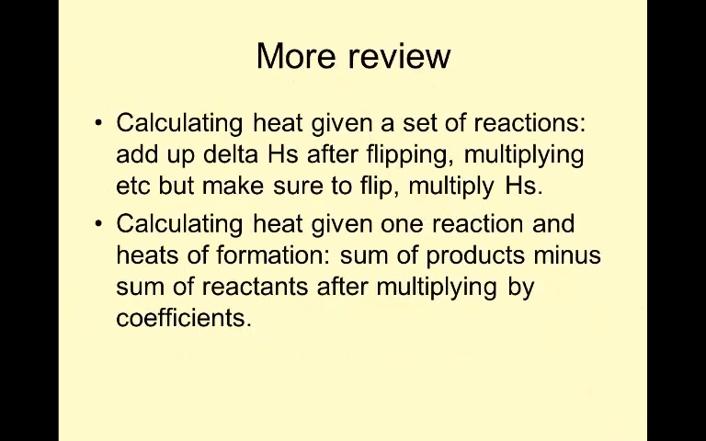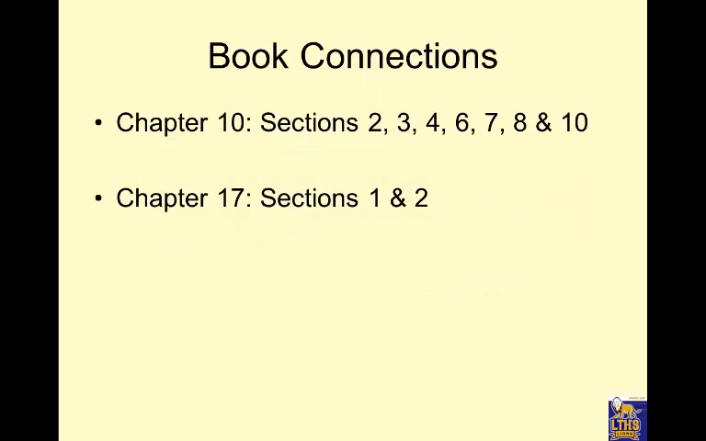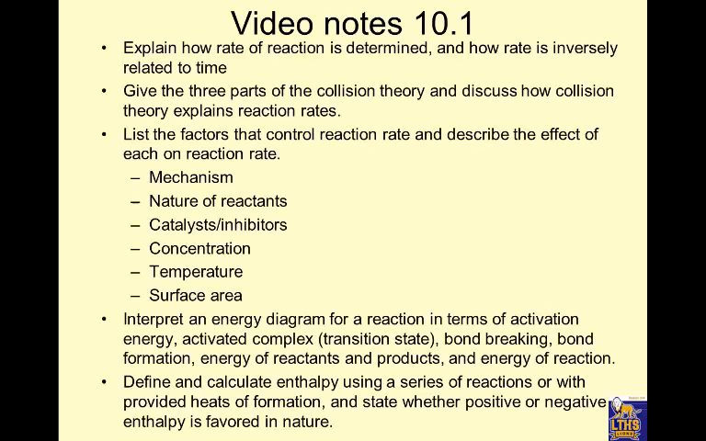Okay. Finally, calculating delta H. If you get a set of reactions, add up the H's after you flip them or multiply or etc. Make sure to flip the H's or multiply the H's. What if you're given heats of formation? Then the sum of the products minus the sum of the reactants. I know this was long, but hey, you can't beat it when you got the climb. It's always going to be an uphill battle, kids. Just do it because chemistry is the best.